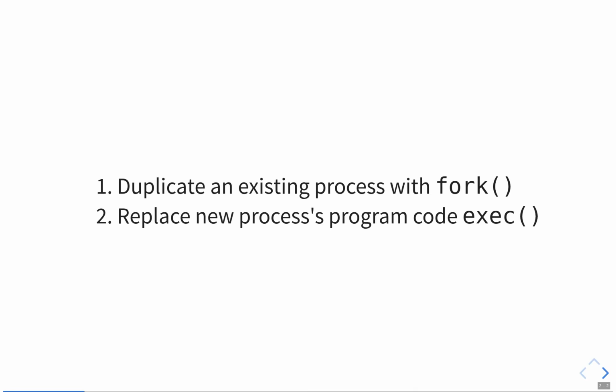It's important to note here that only fork creates a new process. Exec does not create a new process. Exec only replaces the instructions that a current process is running with that of a different program's, and then resets that program's program counter to 0 so that it can start from the beginning.